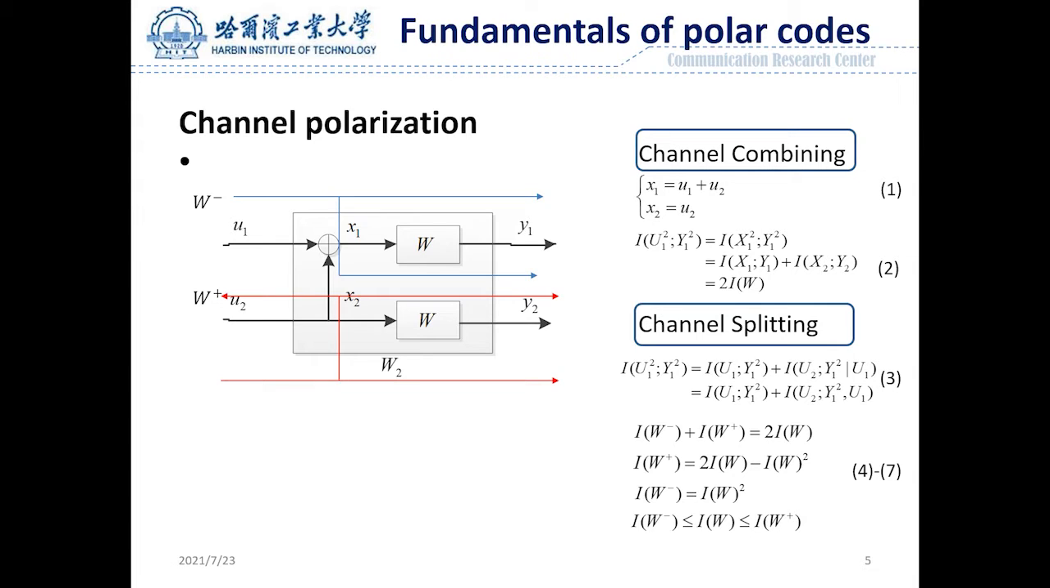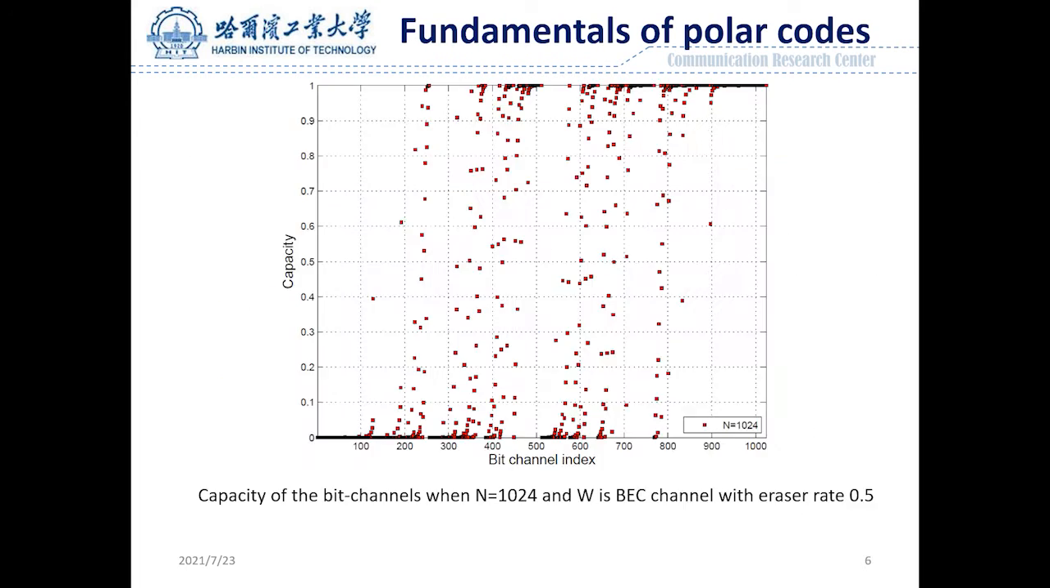The mutual information of the splitting channels and the original channels follows equation 4 to equation 7. After recursive operations of channel combining and channel splitting, a series of virtual channels are created. These channels are called bit channels. This figure shows the capacity of the bit channels when n equals 1024.